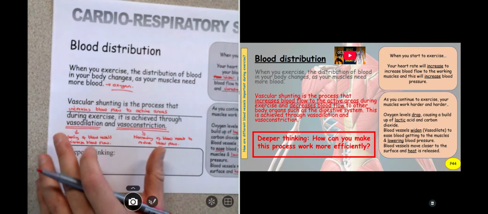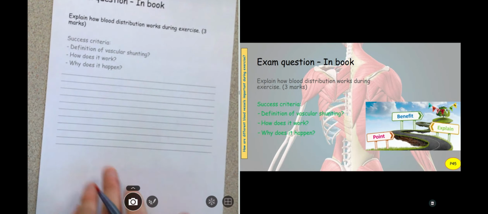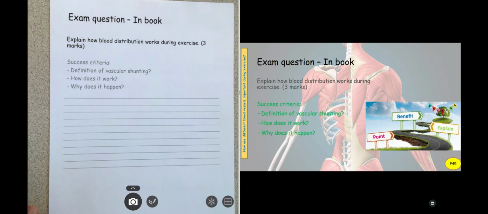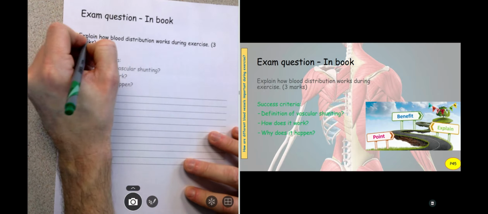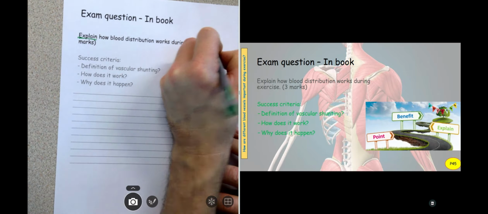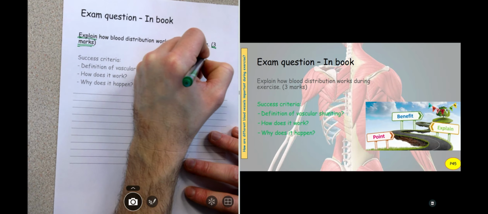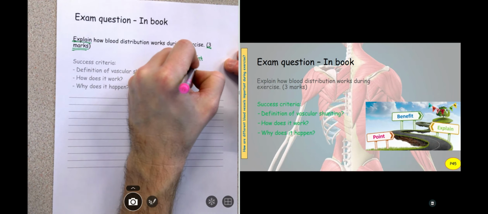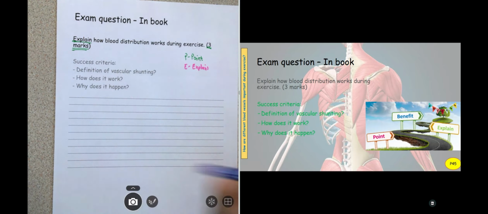So putting that into the context of an exam question, your final thing today is to explain how blood distribution works during exercise, and that's for 3 marks. I'm going to do this in the PEB responses, which we've talked about previously. This is an explanation question. It's worth 3 marks, and we're going to use a point, explanation, and benefit.